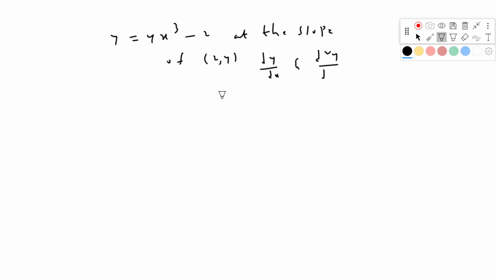Second derivative. Find second derivative for y equal to 4x cube minus 2. This equation is given. You have to find second derivative at the slope of 2 comma 4. First of all, you have to find out dy by dx and d square y by dx square, first derivative and second derivative.